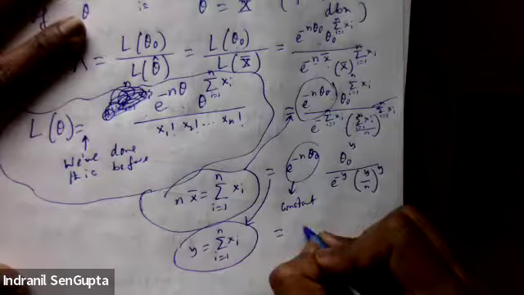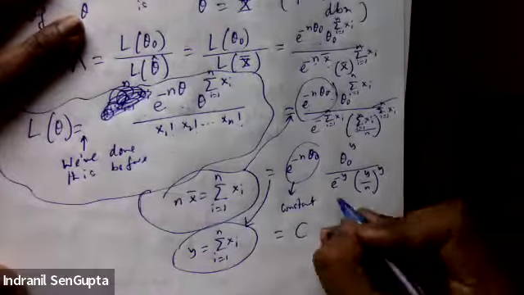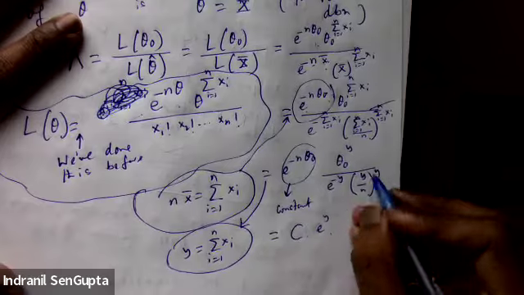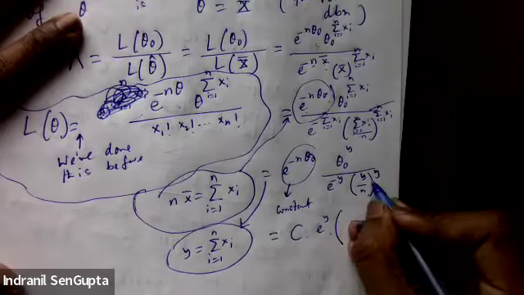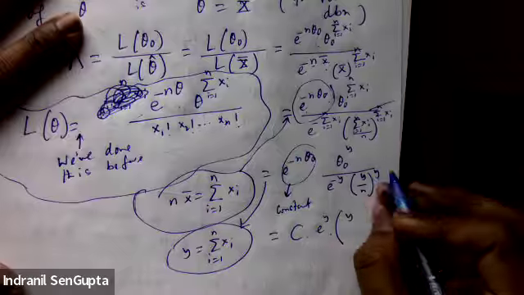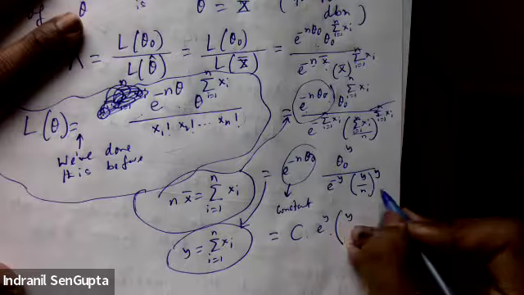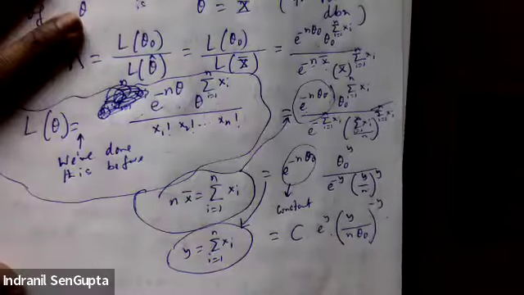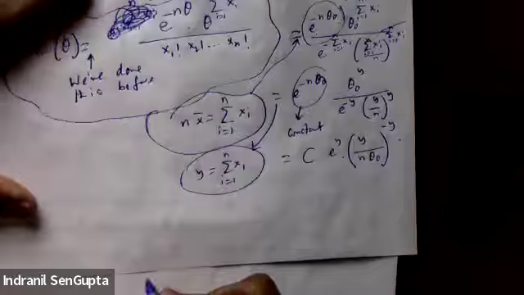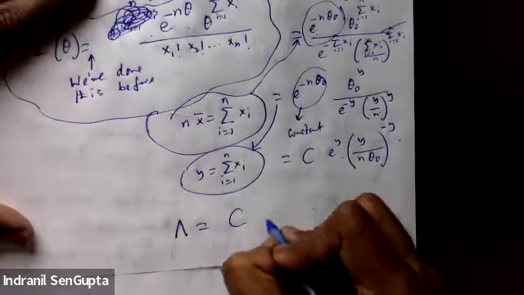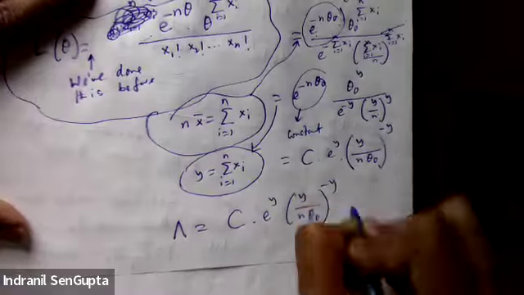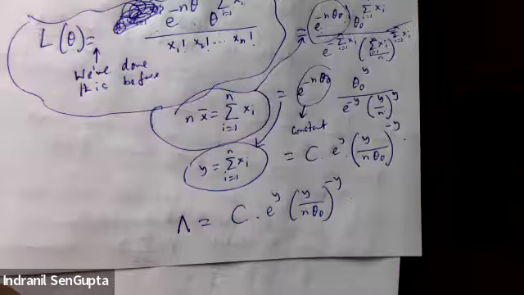So let's massage this a little bit. It's basically a constant c times e to the y, and the rest would be, let's see, can I write this as y, and then this n and theta 0 together, n theta 0 to the minus y. So lambda is really a constant times e to the y, y over n theta 0 to the y. So that's the lambda, right?